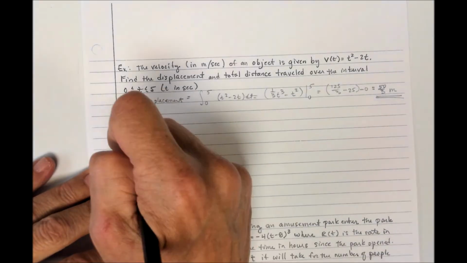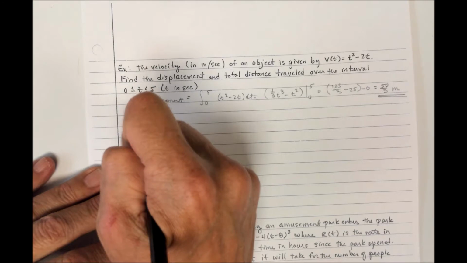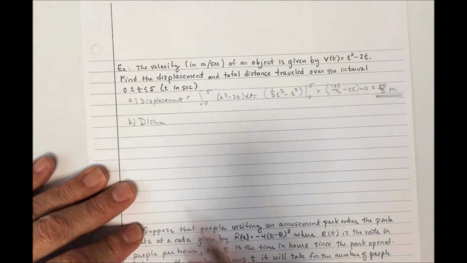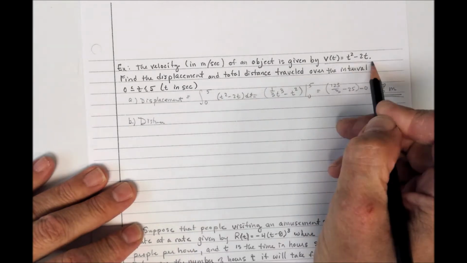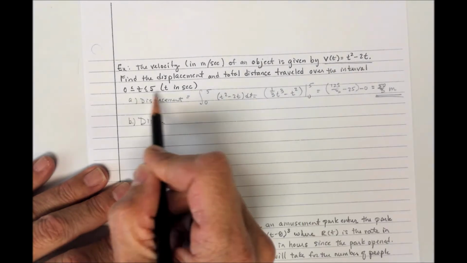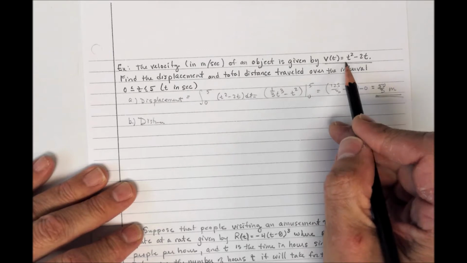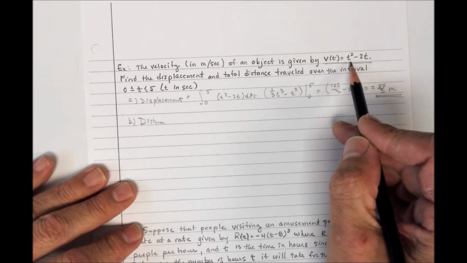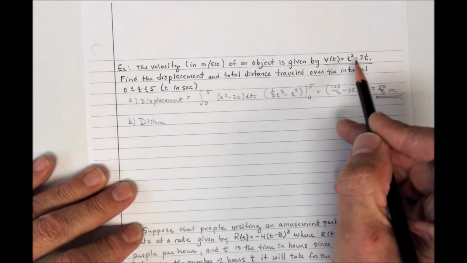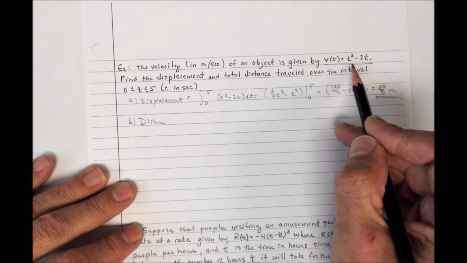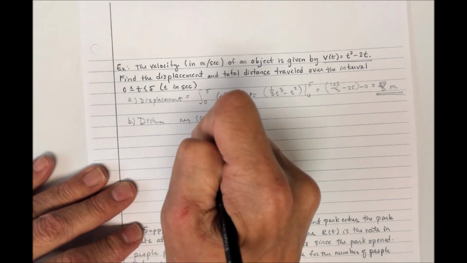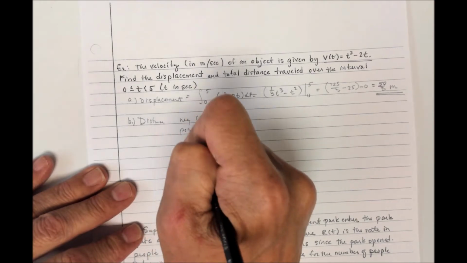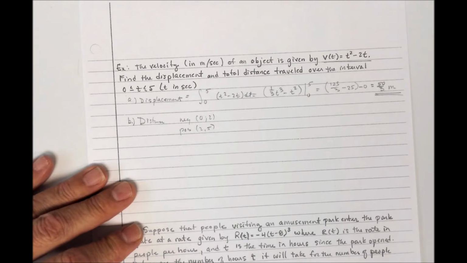Now, to figure out the distance, I'm going to have to break this apart, because my velocity, remember we're going from 0 to 5. If you plug 0 in, you're going to get 0, but if you plug 1 in, you get negative. You plug 4 in, you get a positive. So this thing is negative from 0 to 2, and it's positive from 2 to 5. So I'm going to have to break this into two integrals.